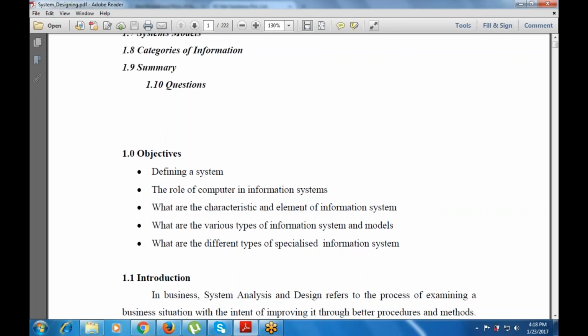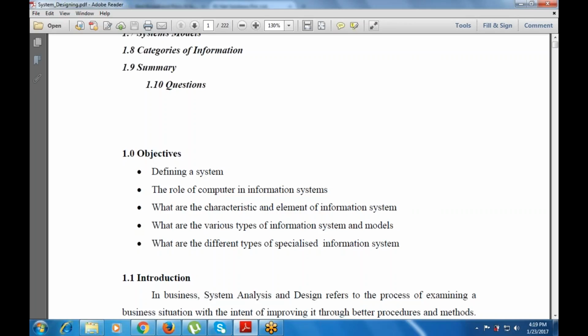So first is defining a system, then role of a computer in the information system, then characteristics and the elements of information system, then various types of information system and the model, and the different types of specialized information system. Various types means what are the different types used with the specialized information system. Now, let's see the introduction.